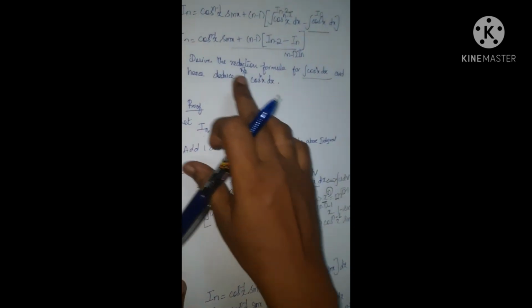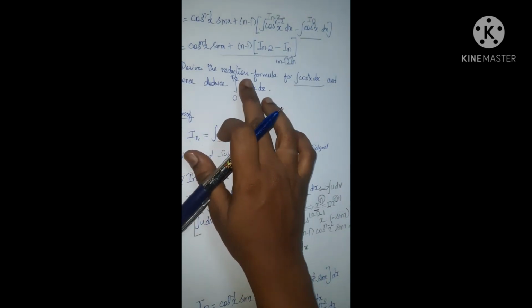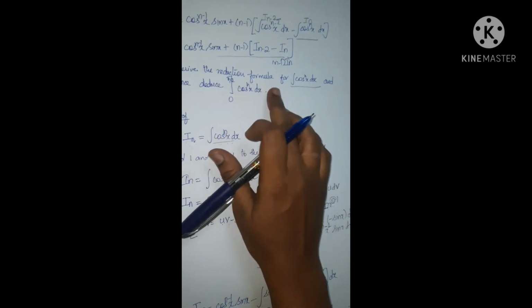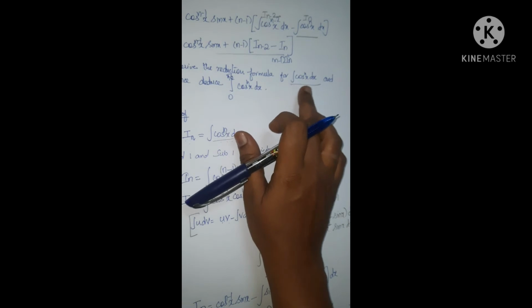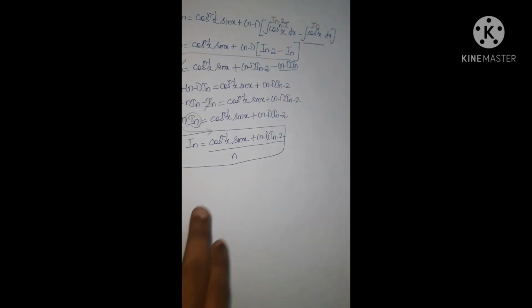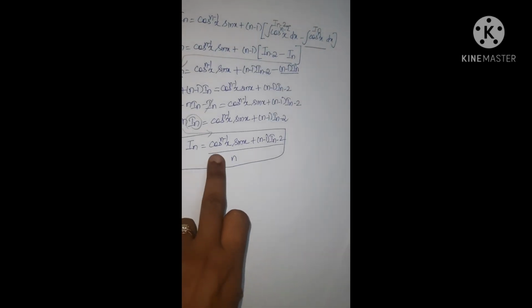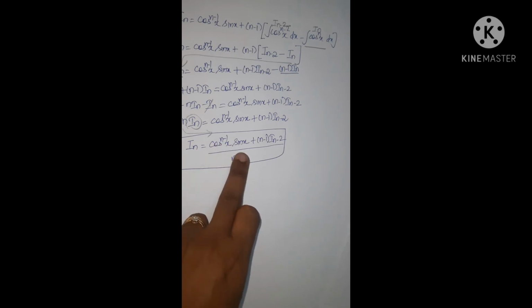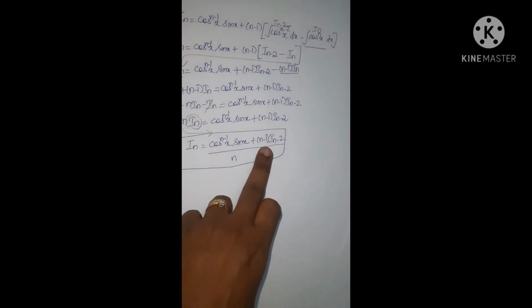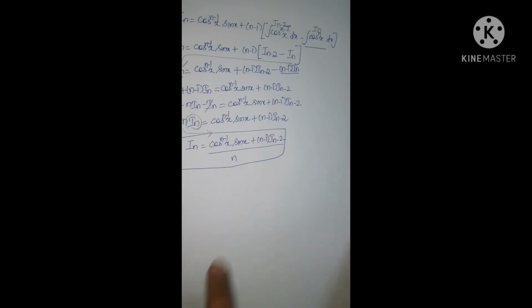So we have completed the first part of the derivation. The reduction formula for cos^n x dx is nothing but In equal to cos^(n-1)x sin x plus (n minus 1) I(n minus 2), divided by n.